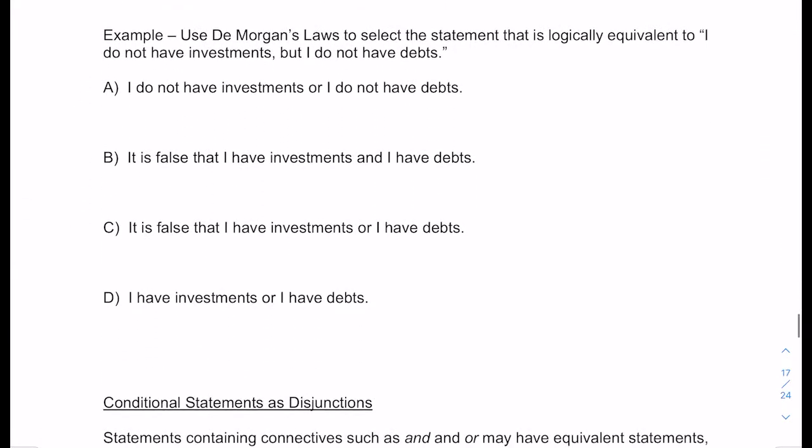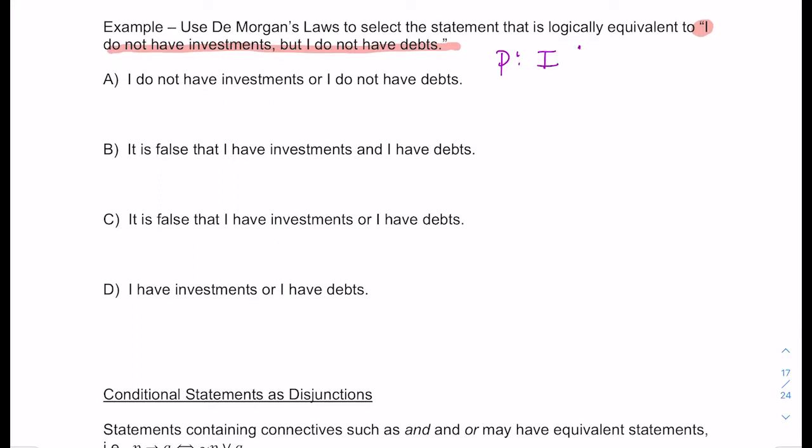So we're going to use De Morgan's laws to select a statement that's logically equivalent to "I do not have investments, but I do not have debts." To determine which are equivalent, first change that statement to P and Q. Remember, P and Q will always be positive. So for P, I'm going to say I have investments. And for Q, I'm going to say I have debts.